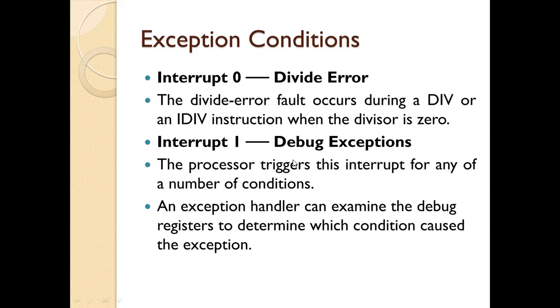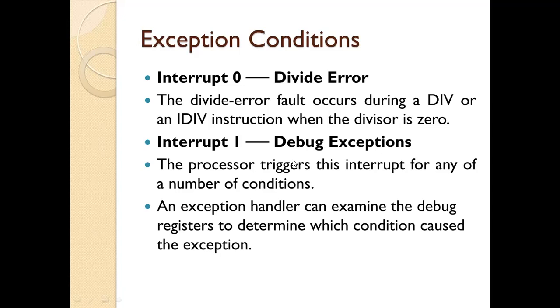Interrupt 1, that is a debug exception. The processor triggers these interrupts for any of a number of conditions. An exception handler can examine the debug registers to determine which condition caused the exception.